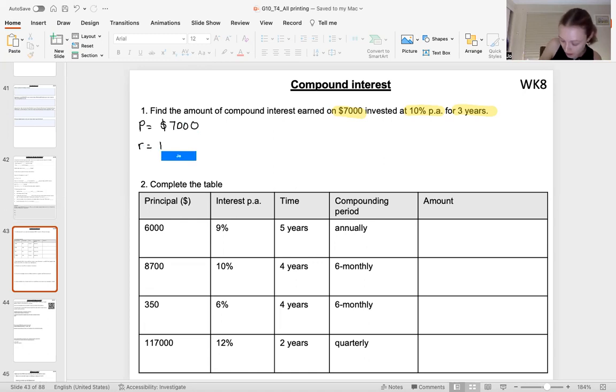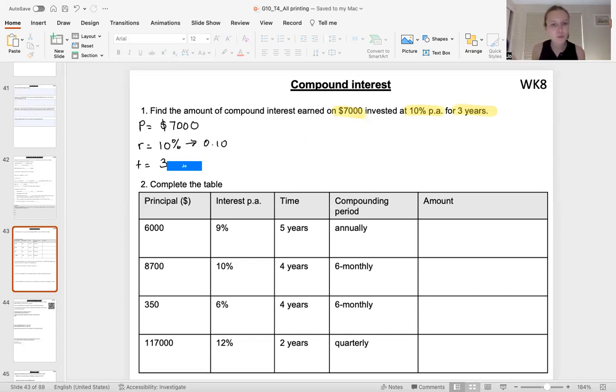Well, first I'll just write it as a percentage. And to change a percentage to a decimal, I divide the number by 100. 10 divided by 100 is 0.10. I would have to change that if I'm compounding more regularly, but it doesn't say I'm compounding every 6 months or something, so I don't need to worry about that. And my time is 3 years.